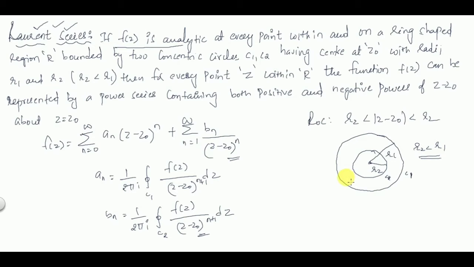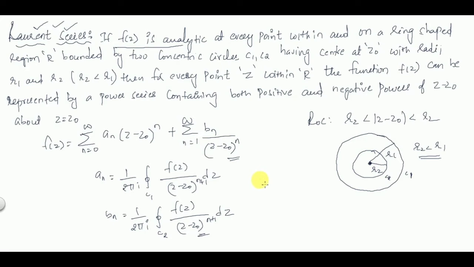And for every point z within this concentric circle ring, f of z can be represented as a power series, both positive and negative.